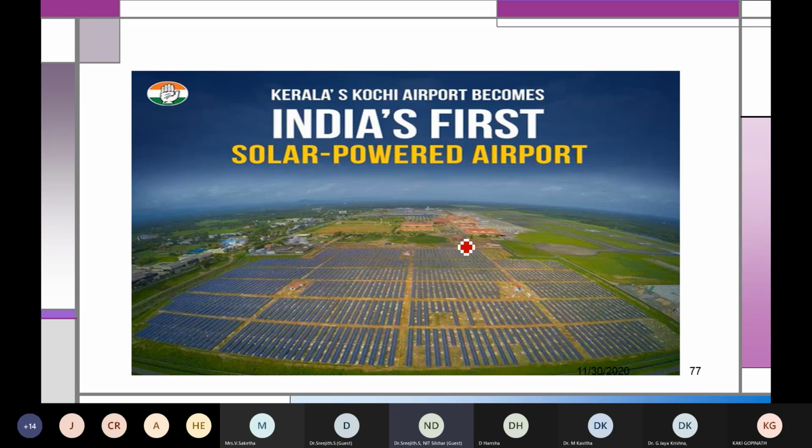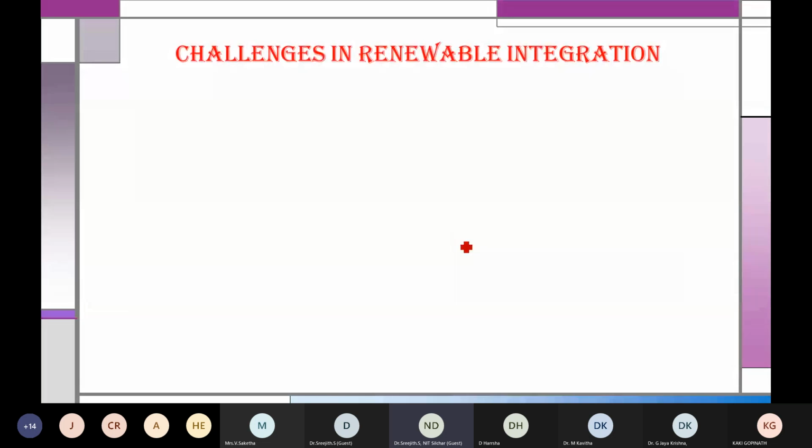Okay. So this is one of the areas where a lot of work is going on and a lot of applications are there. But if you want to integrate to the grid, there are a lot of other issues also when you go for solar panel. The first one is they are volatile in nature. Okay, they are intermittent in nature. So connecting them to the grid is not that easy.